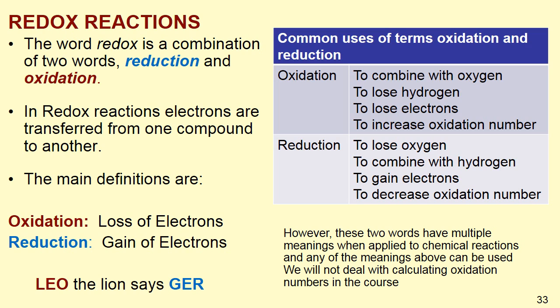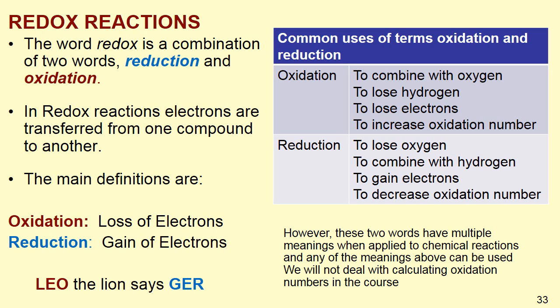There are actually some other meanings for oxidation. So the literal definition, loss of electrons. But as we'll see in the next few slides, oxidation can also mean to combine with oxygen, which I imagine that's where the word came from. It can also mean to lose hydrogen. Of course, it can mean to lose electrons. And then, as I said earlier, it can mean to increase oxidation number. Well, we're not going to really worry about that one.